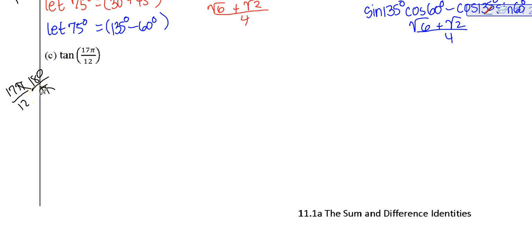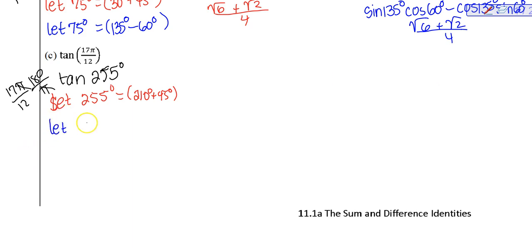Because pi is 180 degrees. Simple. So we're doing tangent of 255. I almost wrote 25. All right, 255 degrees. So for finding a sum, we're going to let 255 degrees be a sum of 210 and 45. That would be good. I like that.